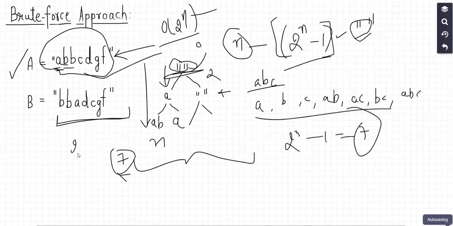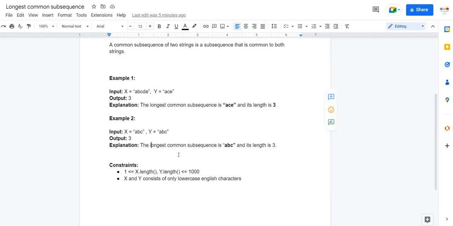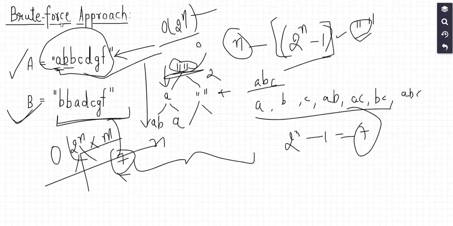And for checking whether that subsequence exists in string b or not, it will take big O of m time complexity, where m is the length of the string b, so that will give me the overall time complexity of this. So it is not possible to execute this approach on the constraints given in the problem. That is, the length of the strings goes up to 1000. So 2 raised to the power n will become 2 raised to the power 1000, which will give me TLE. So this is not executable.